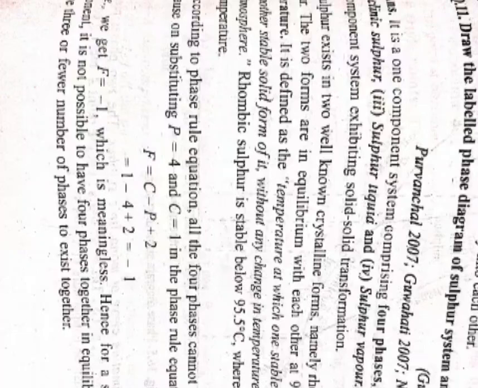According to the phase rule equation, all four phases cannot coexist in equilibrium, because substituting P = 4 and C = 1 in the phase rule equation gives a negative degree of freedom.